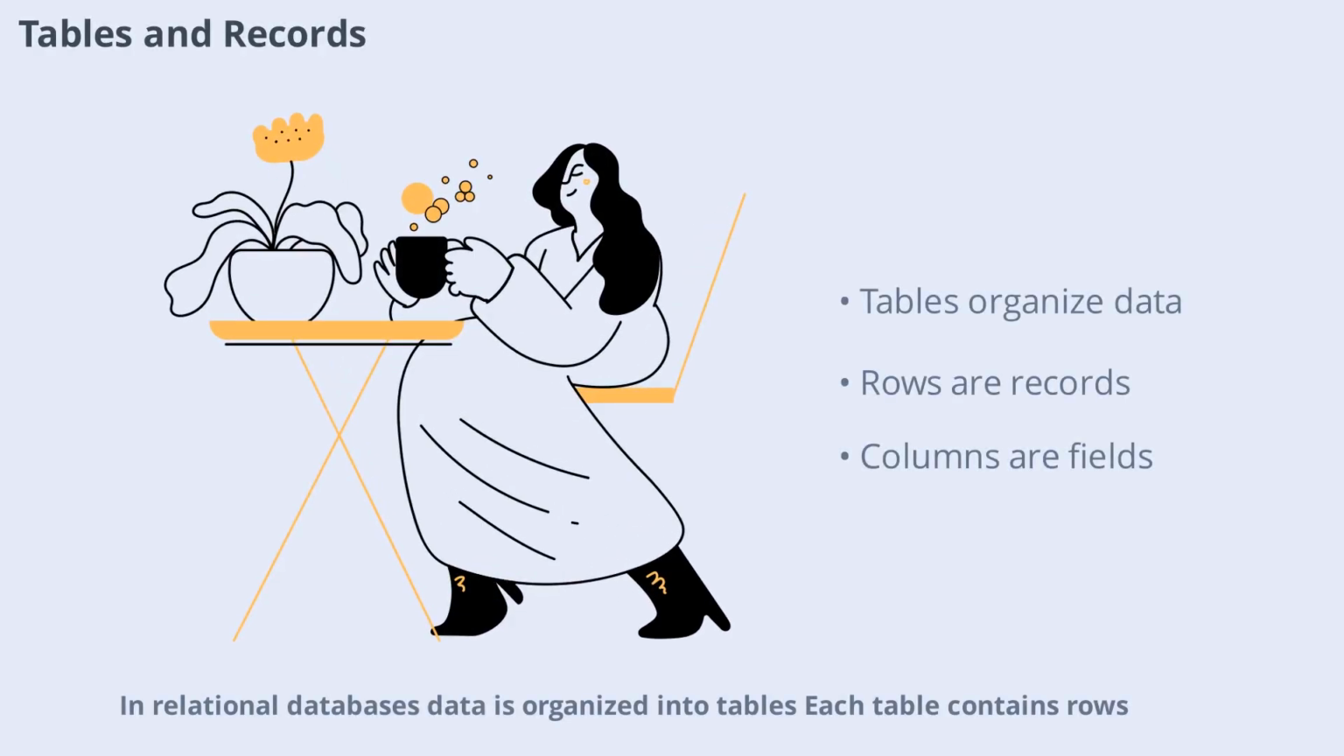In relational databases, data is organized into tables. Each table contains rows called records and columns called fields. For example, a customer table might have columns for name, email, and phone number, with each row representing a different customer. This tabular structure makes it easy to sort, filter, and analyze data. Understanding tables and records is fundamental to working with relational databases.